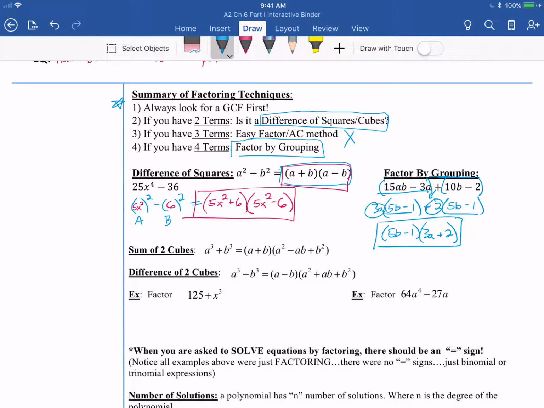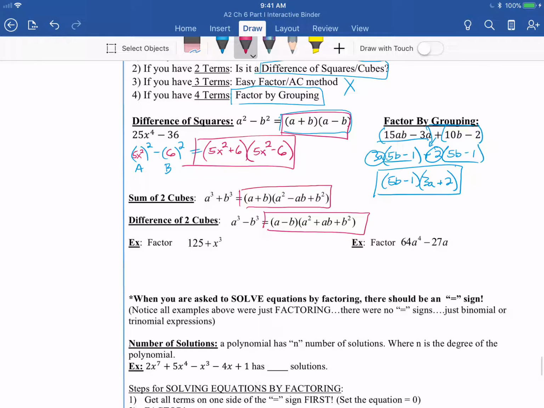Okay, so the sum of two cubes and difference of two cubes, this is if you have two cubes and you have either a plus in between them or a minus in between them, these are kind of the two rules that we go into. We go this a plus b and then the a minus b and all that stuff after it. And that's how they factor. So here we go for this first example. I have 125 plus x cubed. I'm just going to rewrite this as x cubed plus 125. So just rewrite that into more kind of the standard form.